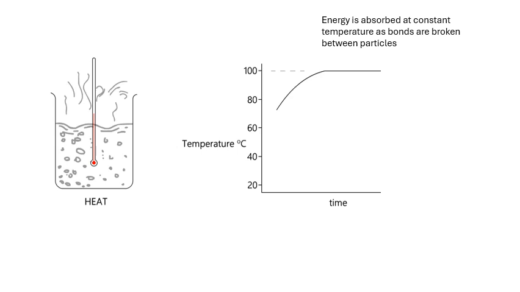Now, consider this. This is a beaker of water, and we've heated it up, maybe with a Bunsen burner or some kind of electric heater, and it is boiling. So we've got boiling water. Now, here is a graph of, first of all, we are heating up the water, and then when the water gets to 100 degrees centigrade, the graph levels off and the temperature stays the same. Now what's happening here is that it is absorbing heat, but the heat energy it absorbs is used to break bonds. So energy is absorbed at a constant temperature as bonds are broken between the particles.